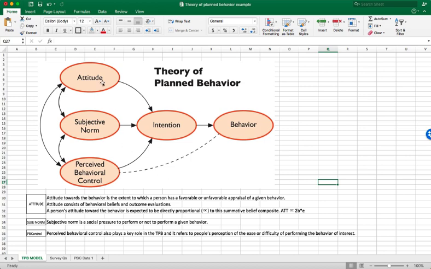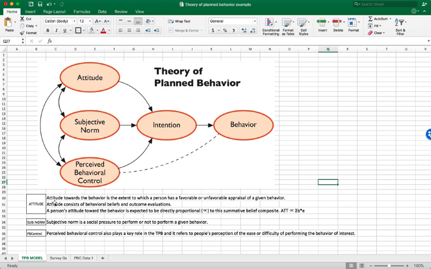So we see here the basic model for the theory of planned behavior. There's three determining factors, also known as antecedents, that influence intention. That's attitudes toward the behavior, subjective norms, and perceived behavioral control, which determine intentions to perform the behavior, and then intentions lead to behavior itself, assuming that the person indeed has control over the action.